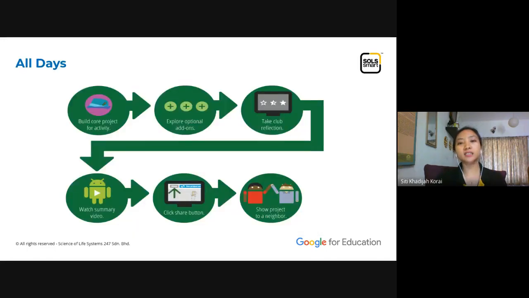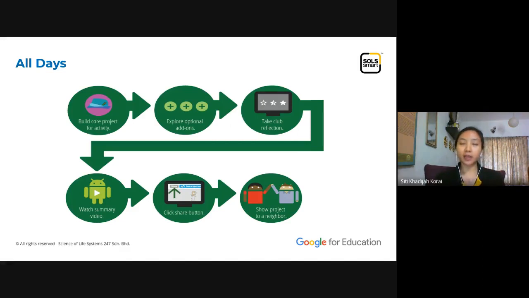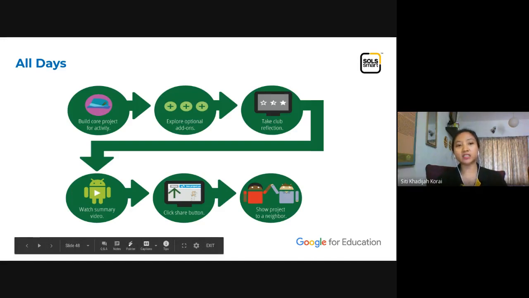So this is the step for the student. They build their project, and there are also add-ons for every project in every activity in CS First. I will show you. They also take the club reflection. The reason they are asked to fill in the survey is for themselves to see whether they can understand the program and the code or not. And then they also have to watch a summary video about the activity.